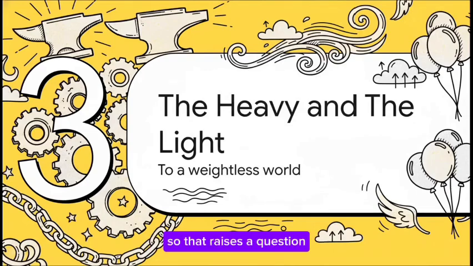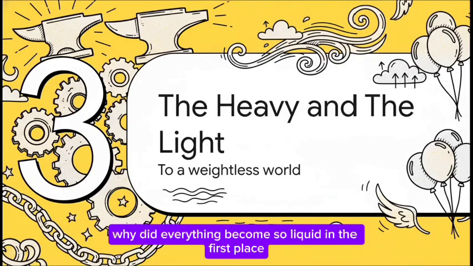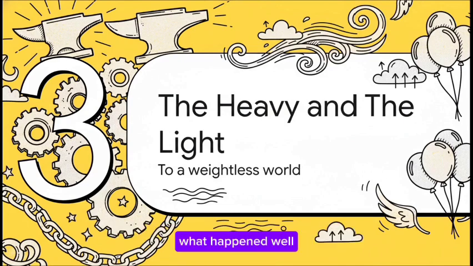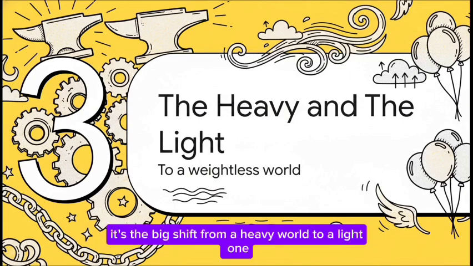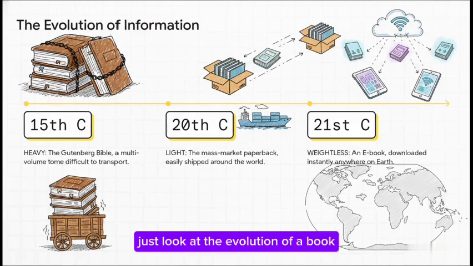Okay, so that raises a question. Why did everything become so liquid in the first place? What happened? Well, our third metaphor helps explain it. It's the big shift from a heavy world to a light one. Just look at the evolution of a book.